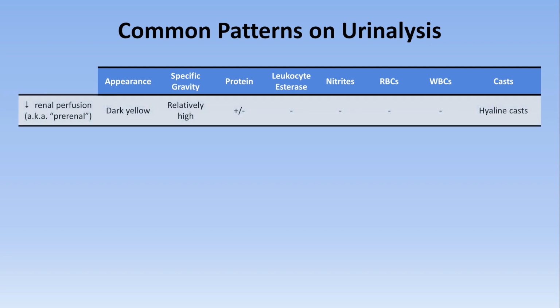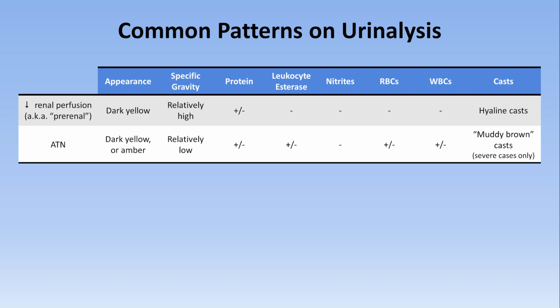First, in patients with PreRINO etiologies, the urine will typically look very dark yellow and have a relatively high specific gravity, due to all of the water reabsorption that's going on. Protein may or may not be present, which is dependent upon how concentrated the urine is. The rest of the UA will be unremarkable, with the exception of something called hyaline casts seen on microscopy.